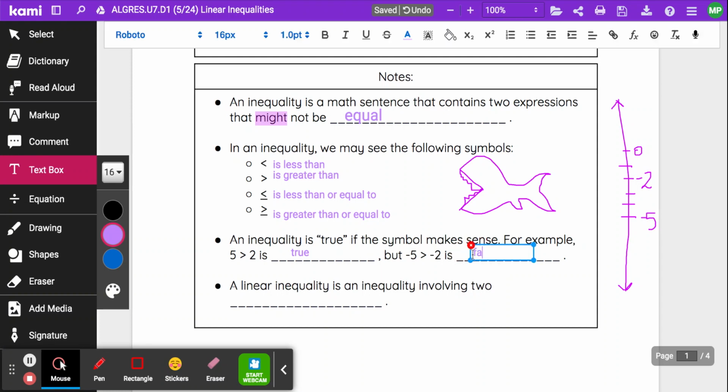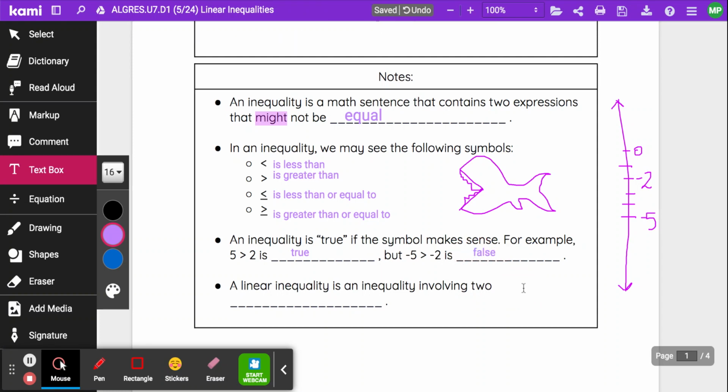By the way, I know I'm going really fast. As always, Ms. Wearies, you can pause this video at any time. You can go back and there will be an exemplar on the next page.